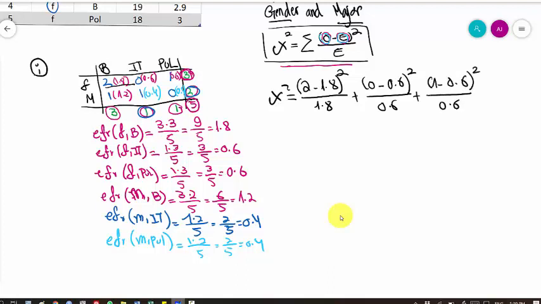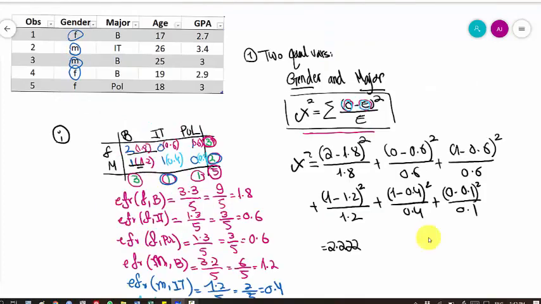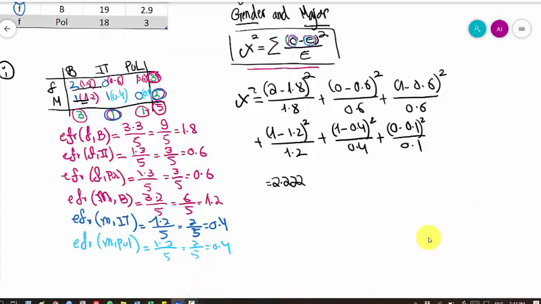So these are the observed minus expected joint frequency squared divided by expected joint frequency for females, and I continue this for males. So 1 minus 1.2, everything to the power 2, divided by 1.2, plus 1 minus 0.4, everything squared, divided by 0.4, plus 0 minus 0.4, everything squared, divided by 0.4. Calculating them all, I get 2.222. I hope you do not have any problem calculating all these numbers. This is the value of the chi-square. The chi-square statistic is 2.22.